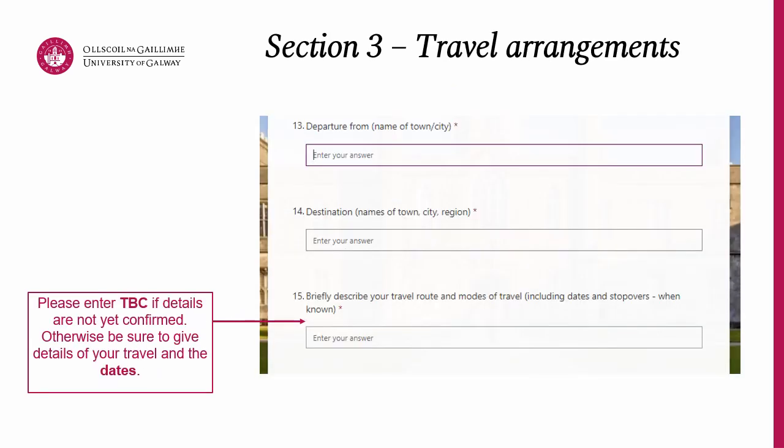Now we ask about your travel arrangements. We need to know from what town or city you're departing, what's your final destination, and how will you get there, and please don't forget to mention the dates of your travel.